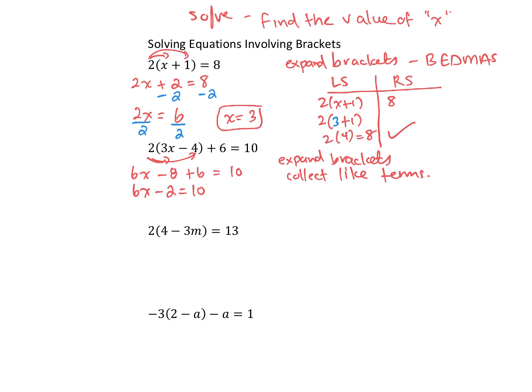Now I want to get rid of the minus 2 because I want the 6x by itself. So I'll do the opposite. The opposite of minus 2 is plus 2, and I'll do the same on the other side. So 10 plus 2 is 12, and then we're going to group into two groups of 6. So each group would have 2.